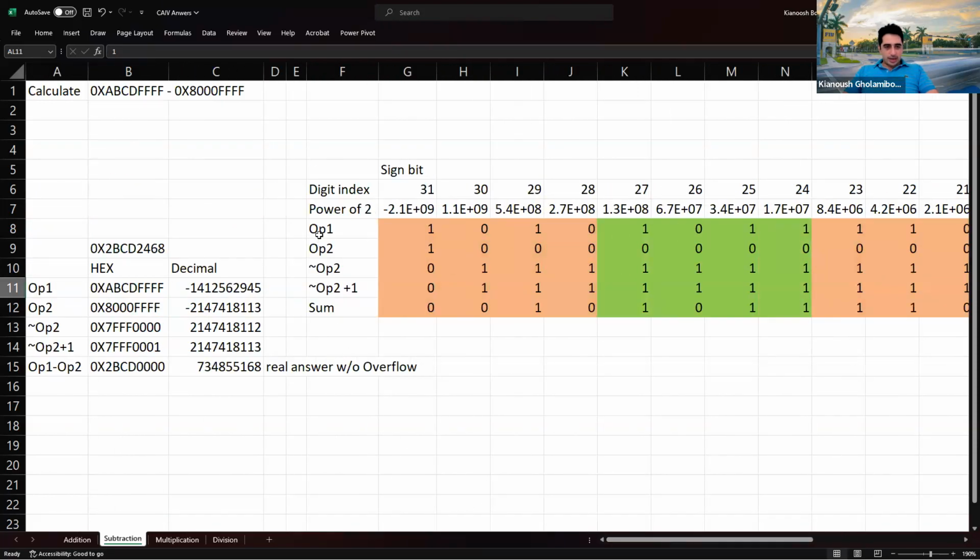And now that I have operand 1 and its negation, I basically add these two and I call this sum. I should have called that difference, because this is the sum of op 1 and negative op 2, but it's basically the difference between op 1 and op 2. And let's do the sum of these two.